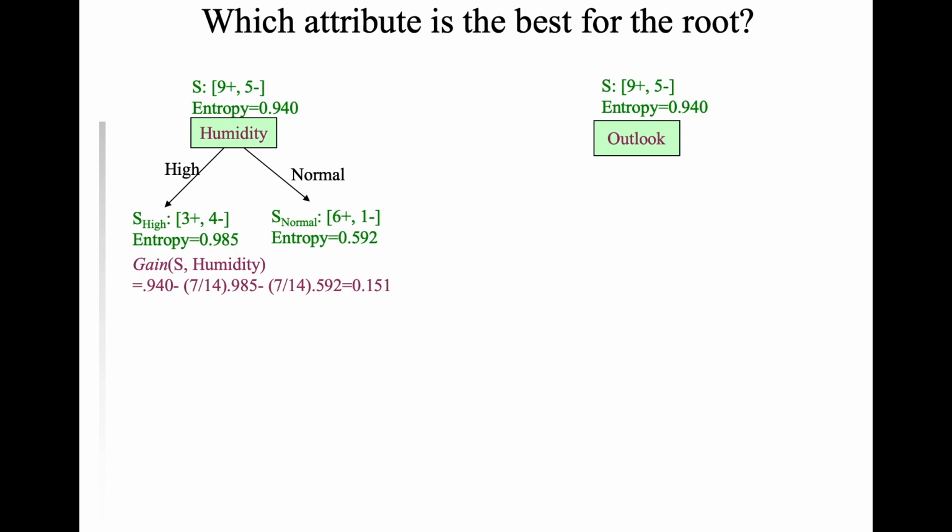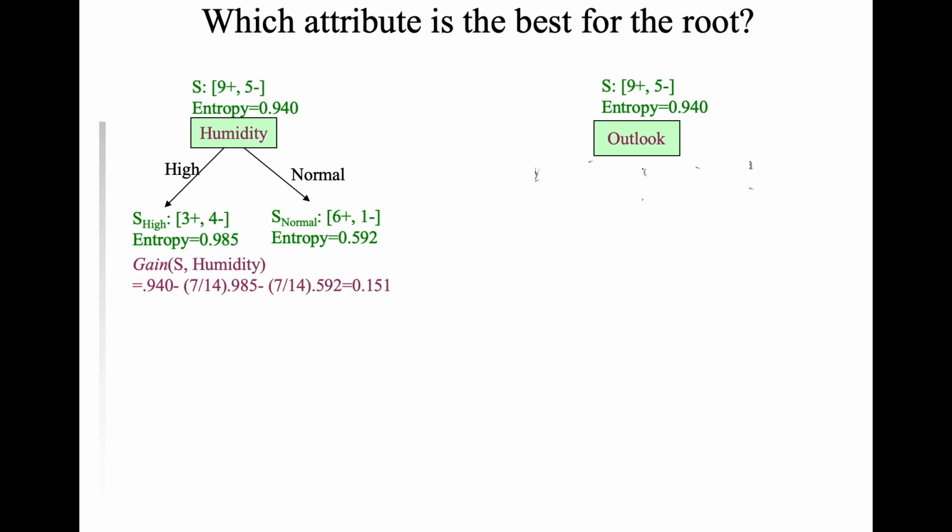Now, what is the information gain for humidity? 0.151, right? So I provided the numbers here. 0.940 is the entropy of S, and the other two numbers are the entropy of S for humidity high and humidity normal. Now we have to repeat the same process for all other features.